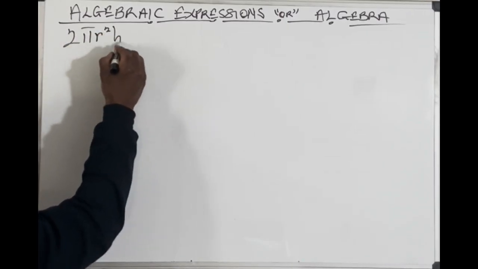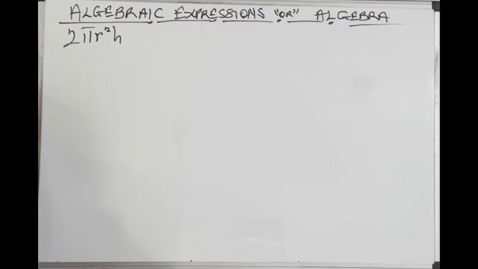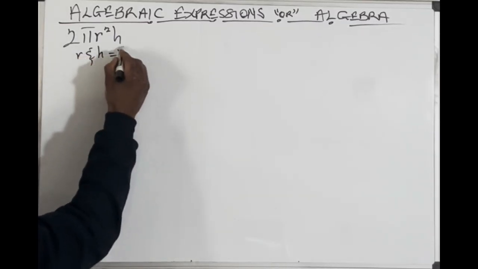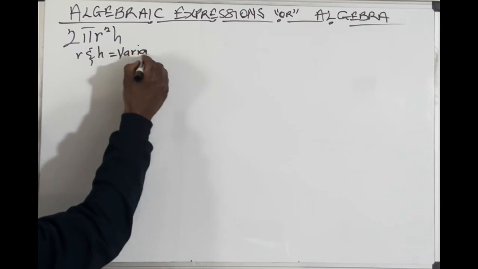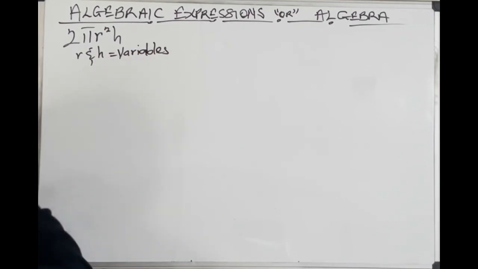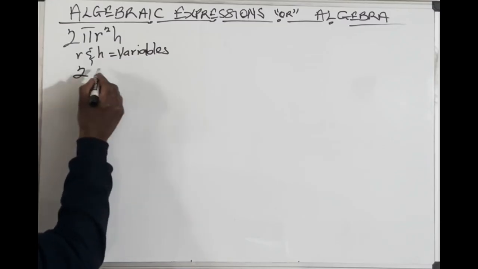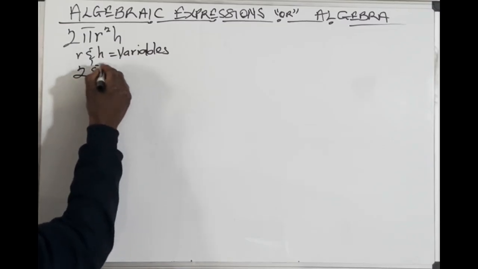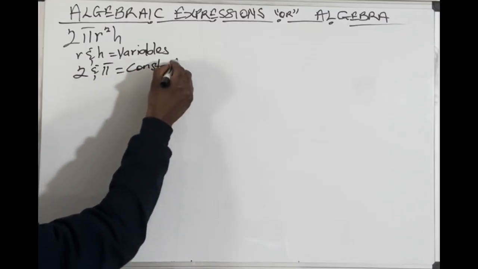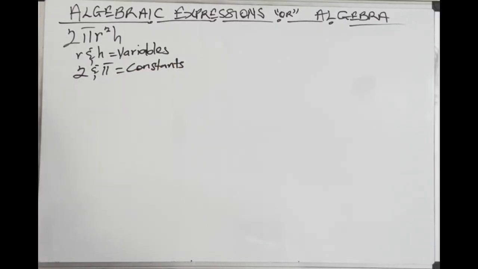squared h, we are saying that r and h are what? Variables, because they can change. Okay, but 2 and pi are constants. Why? Because they cannot change.